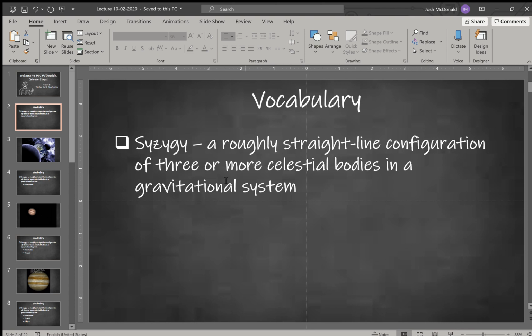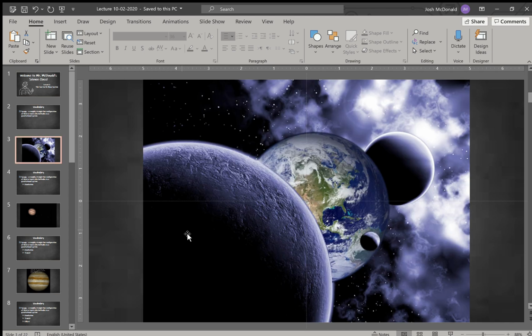So the gravitational system we're talking about is our solar system. That's the sun, earth, moon, all the other planets, including our asteroid belt and comets and all the other things. So anytime you have three or more celestial bodies roughly in a straight line, that is syzygy. Here in this picture, you've got some things kind of lined up, and this would be syzygy.